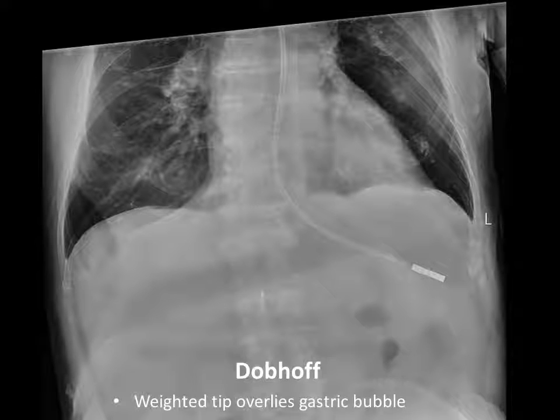The other GI tube here, the Dobhoff, looks a little different. It's a little thicker in appearance, and it also has that heavy weighted tip that's radio opaque. But again, very similar in your approach. You just want to make sure that the tube overlies the stomach or the approximate location of the stomach, if you can't visualize it, ensuring that it's not in the lungs.